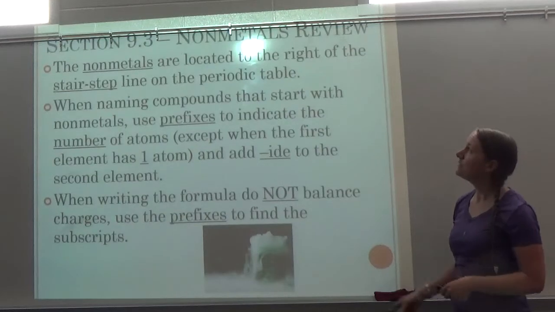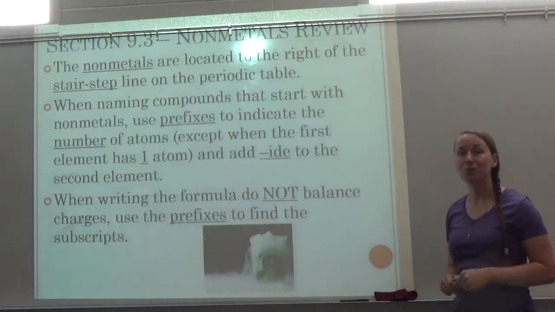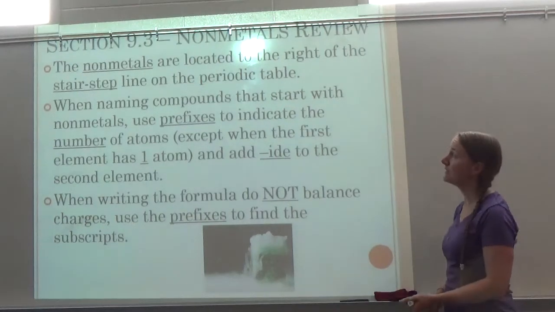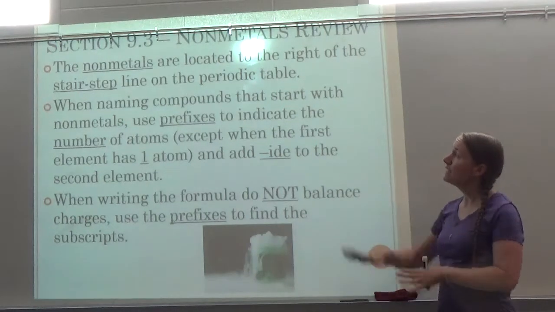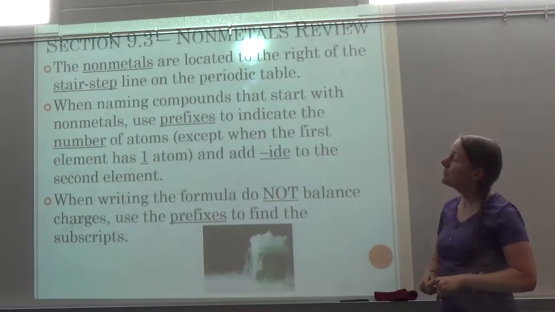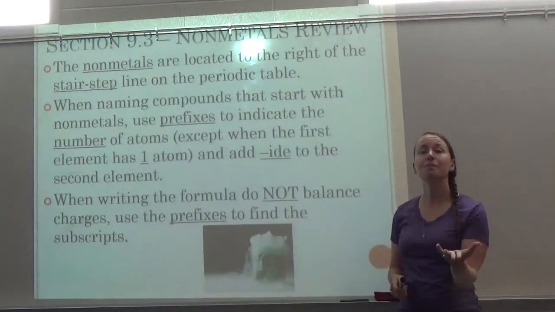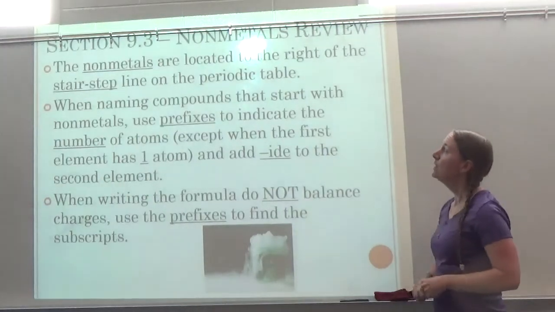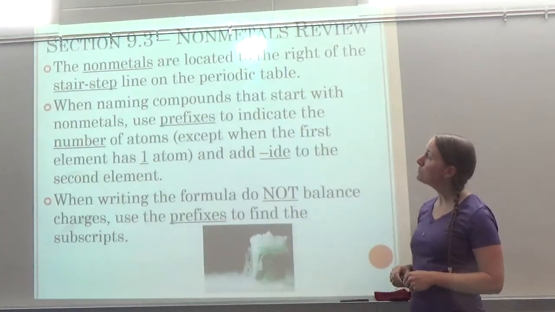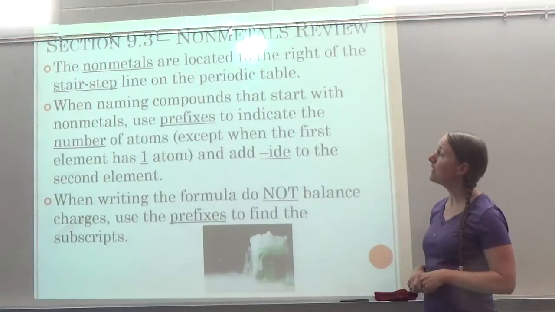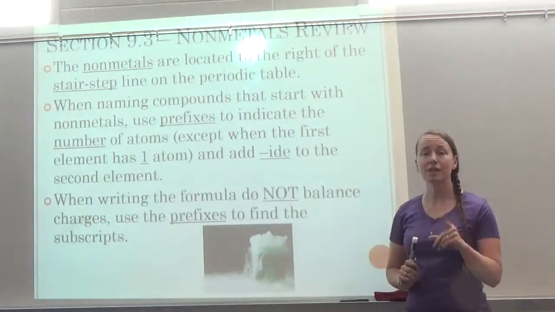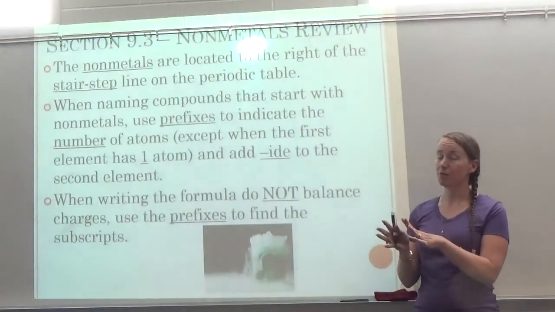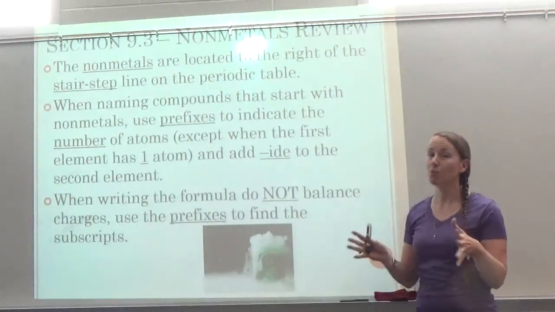Oh gosh. All right, so now let's move on to our Section 3 review. A lot of you, Section 3 is your favorite because you get to use the prefixes. The nonmetals are located to the right of the stair-step line on the periodic table, and even though hydrogen is a nonmetal, when we're naming and something starts with hydrogen, we're going to follow the acid rules. When naming compounds that start with nonmetals, use prefixes to indicate the number of atoms, except when the first element has one atom. So the first element will never start with mono. It can have other prefixes, but it won't have mono.